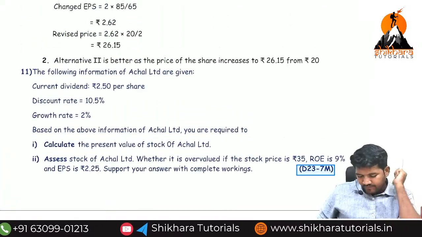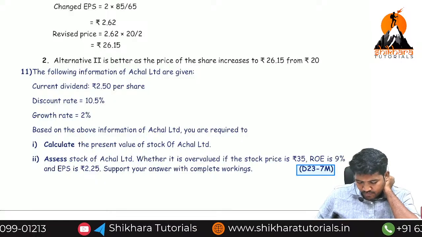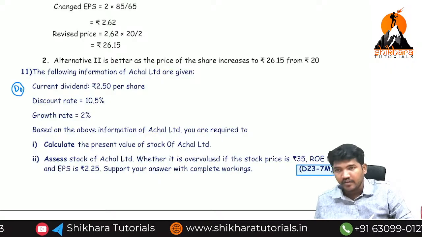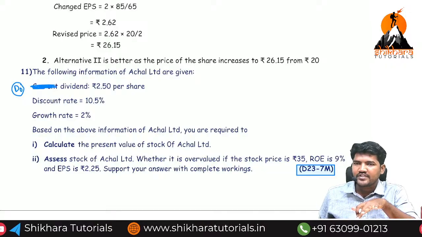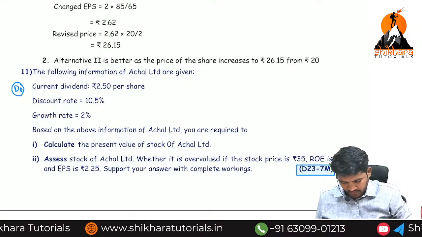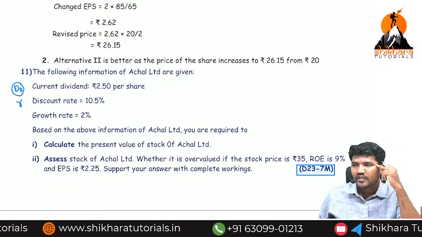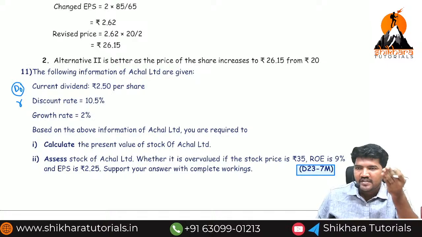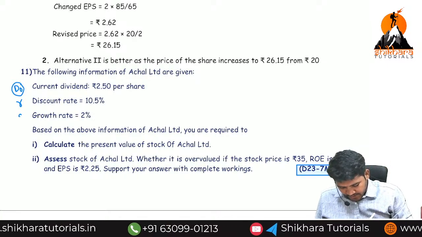So read the question. The following information of HL Limited is given. Current dividend rupees 2.5 per share. D1 or D0, is it? D0. If there is no "current" wording, you still need to take it as D0 if there is a growth rate. Are you okay now? Discount rate, can I take R? Sometimes I use cost of capital, sometimes minimum rate, sometimes required rate. All are the same: R. Growth rate G.